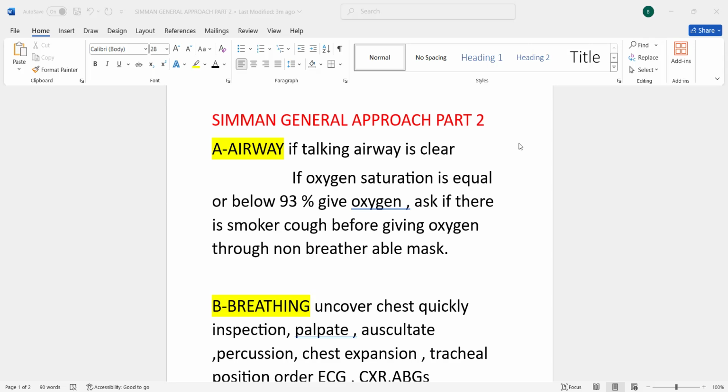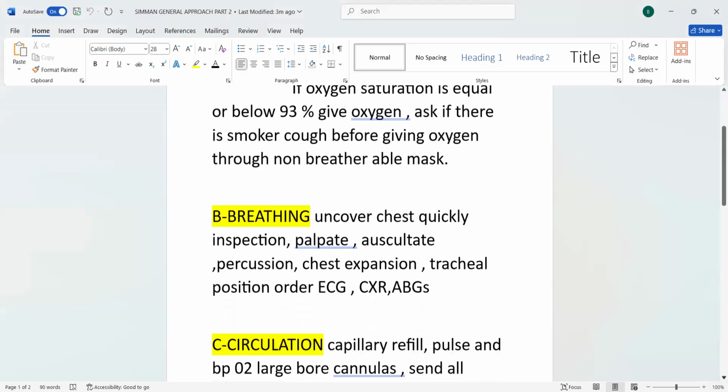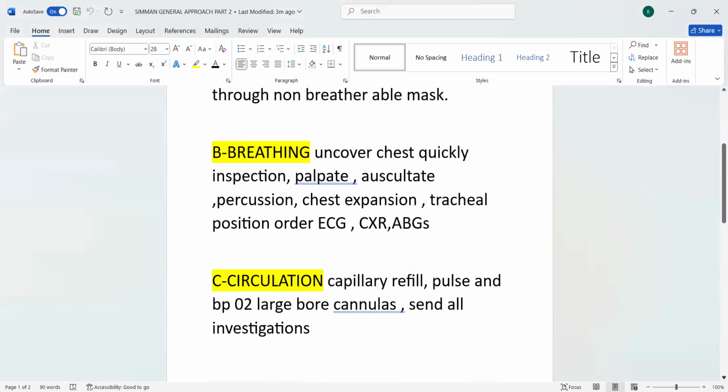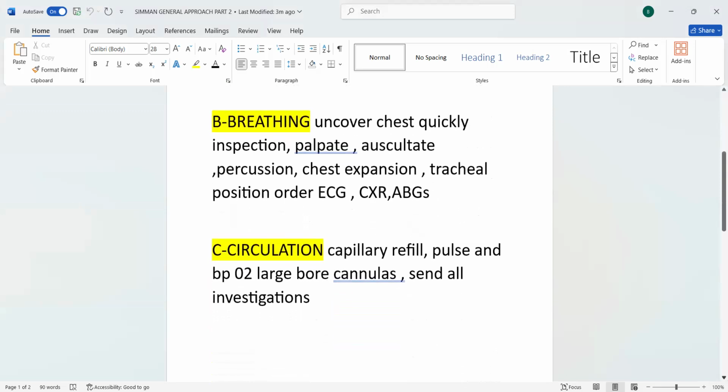In the breathing part, you will tell the patient, "Now I'm going to uncover your chest, Mr. Robert. Would that be okay?" He will say, "Okay, doctor." So you will uncover his chest quickly and inspect, have a look around his chest. Is there a scar mark, any other injury or any rash? Then quickly palpate bilaterally, then auscultate bilaterally, and then percuss.